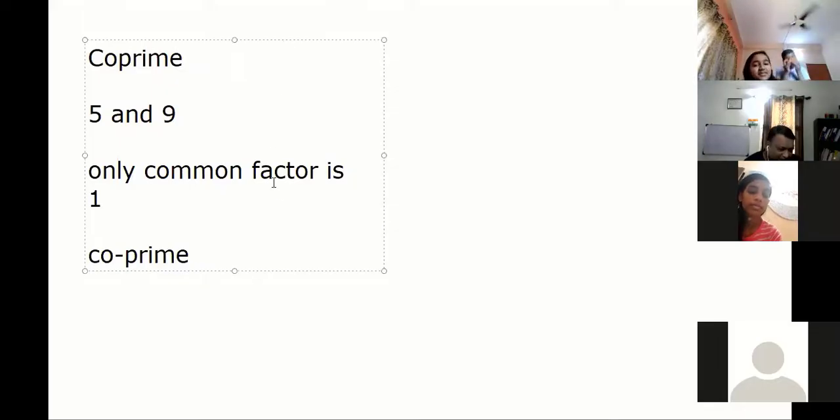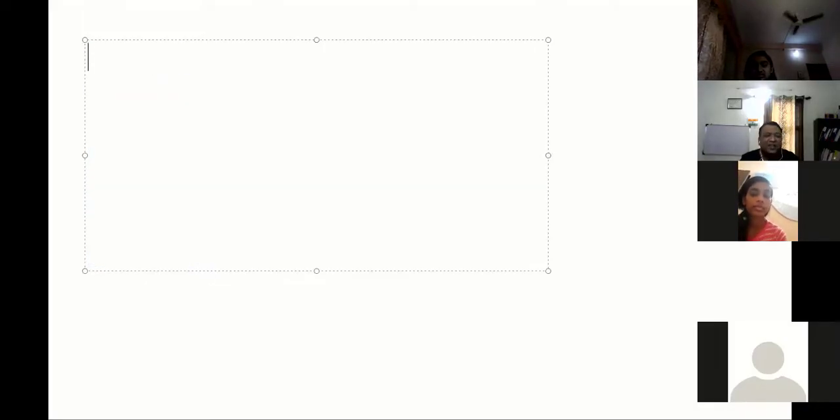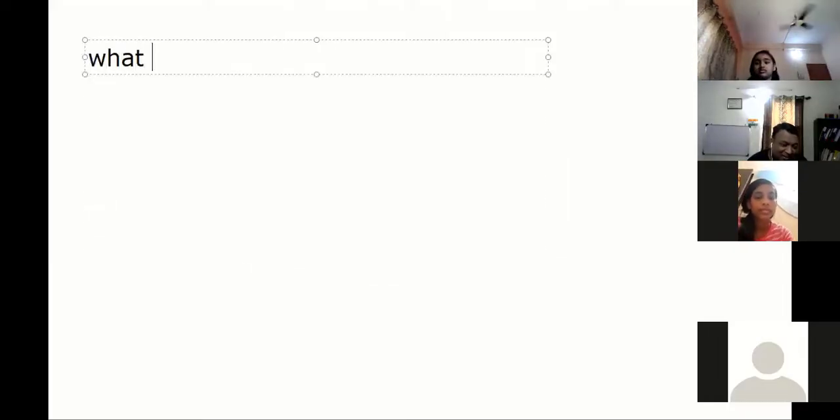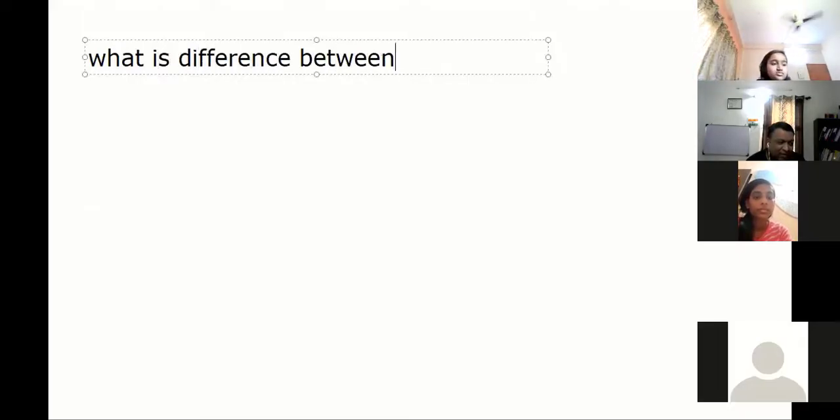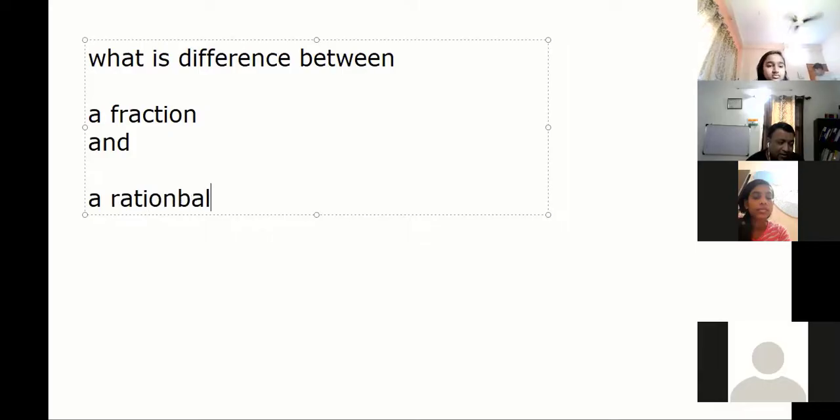Before I move on, I want to ask one thing. I posted this question on my Instagram a few days back. Let's see how many of you can answer. What is the difference between a fraction and a rational number? Believe me, let's see how many can answer. It's a very, very thin difference. What is the difference between a fraction and a rational number?